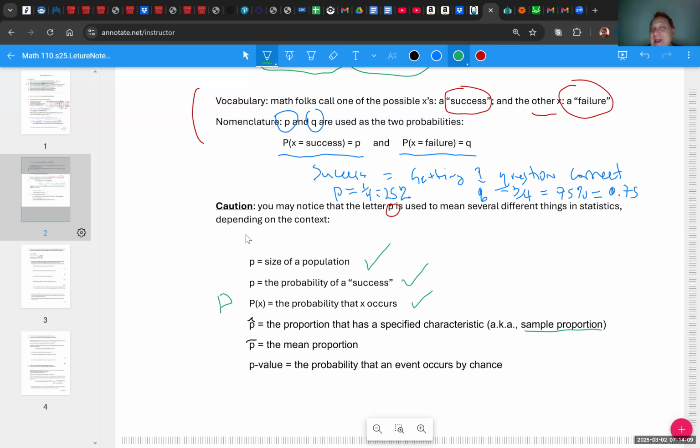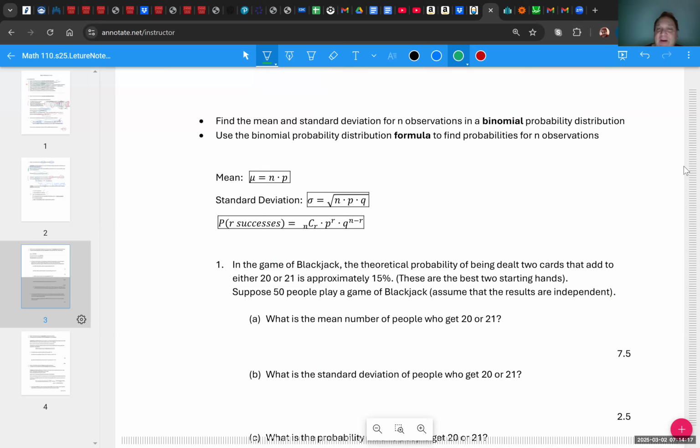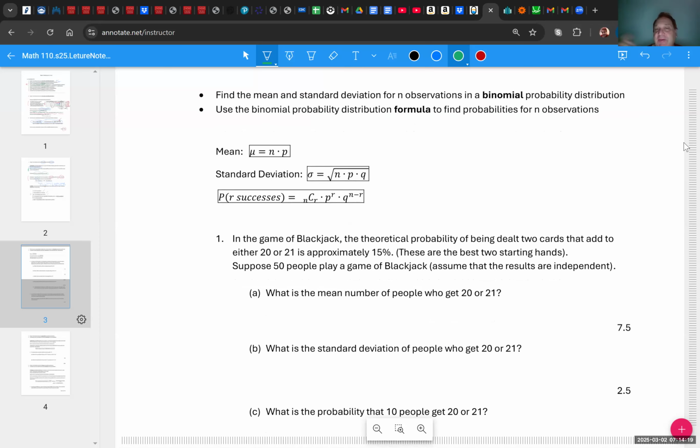Let's go into some examples of a binomial probability distribution and the formulas, of course, that will give you those answers. All right, so we have the mean and standard deviation, and we also have a formula for calculating the probability of n particular outcomes. Okay, so formulas for mean and standard deviation are here and here. And then we have the probability of r successes. I'll show you an example of that in a moment.